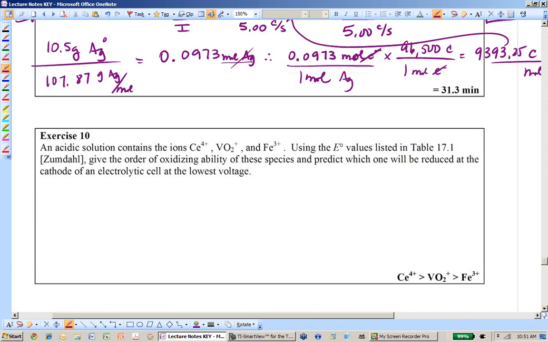All right, an acidic solution contains the ions of Ce4+, VO2+, and Fe3+. Using the E° values listed in table 17.1, and that was in the Zumdahl book, but it's also in this particular set of notes, give the order of the oxidizing ability of these species and predict which one will be reduced at the cathode of an electrolytic cell at the lowest voltage.